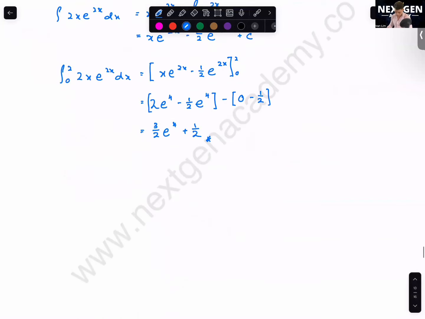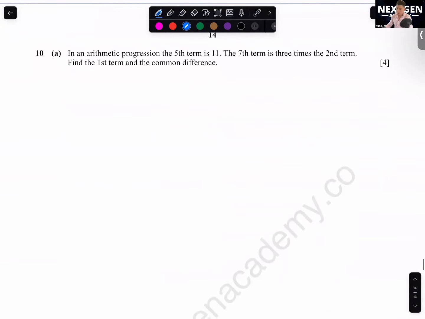Okay, let's go to the last question. Last question here today, question 10. In an arithmetic progression, the fifth term is 11, the seventh term is 3 times the second term. Find the first term and the common difference. Arithmetic, fifth term 11. Second statement, seventh term is 3 times the second term. Find the first term, which means I want my A and my D.